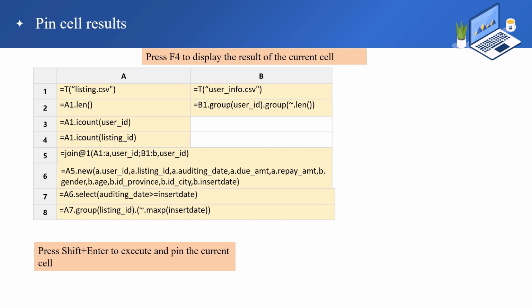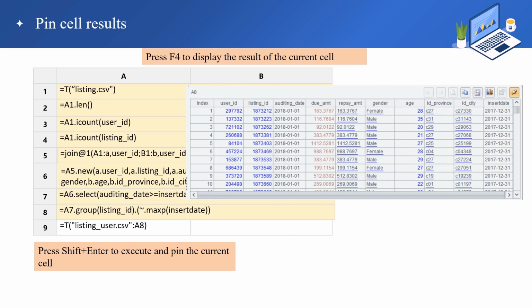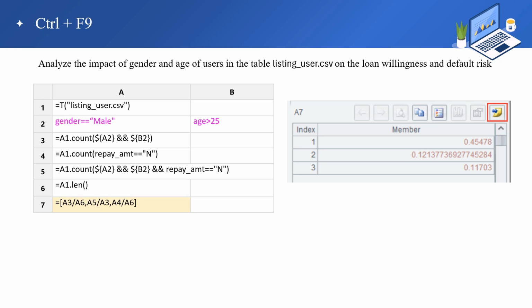The other is that the latest data, i.e., the data closest to the order date, should be selected from the historical update data. After executing the code, A8 is the final result. Save it as a CSV file. Let's continue with this example.